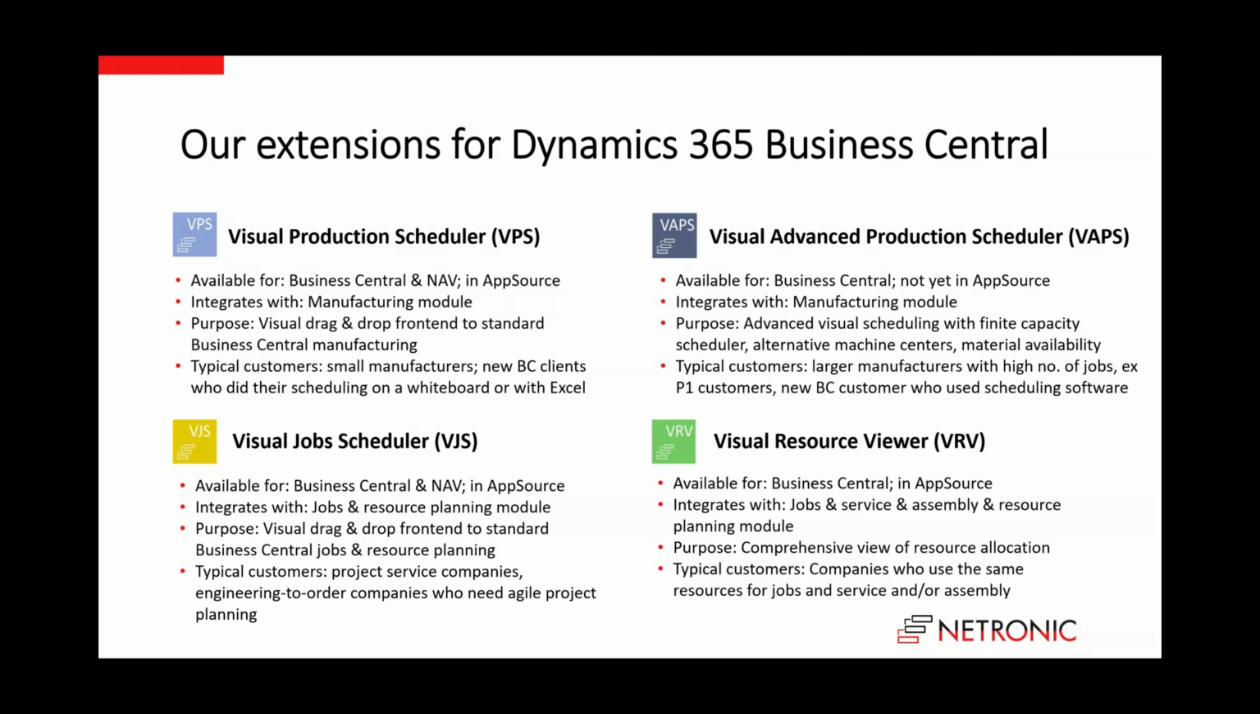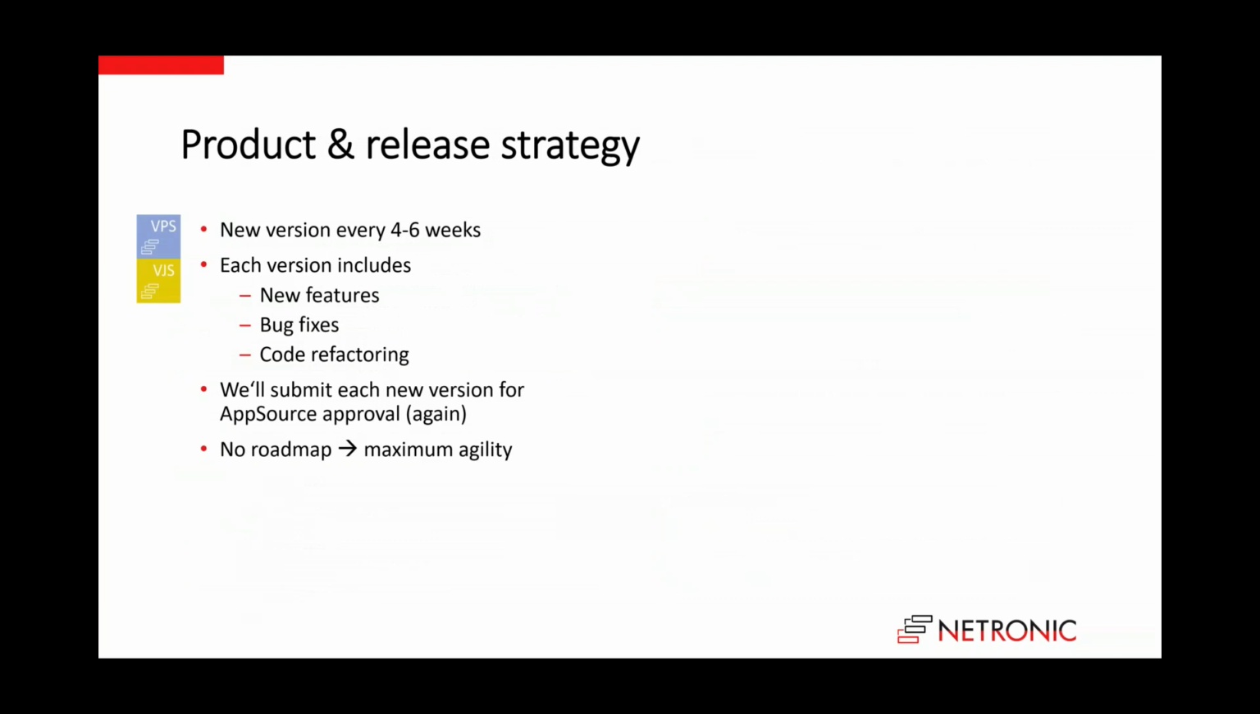And then last but not least, we have the VRV, the Visual Resource Viewer, which was kind of our starting point for bringing our IP to Dynamics 365 Business Central. So this was really the guinea pig product where we said, okay, we don't do any drag and drop capabilities, but we just want to visualize resource allocations from service orders, from jobs, from assembly orders, and from resource absences. So it gives a comprehensive view of the resource allocation. It can be used complementary to the VJS, or it can be used by companies who really use resource planning and a lot of the other modules to keep their resources busy. It is just available for Business Central, with no plan to have it for NAV. And it's already on AppSource, so the only product that we need to bring to AppSource from this slide is the VAPS.